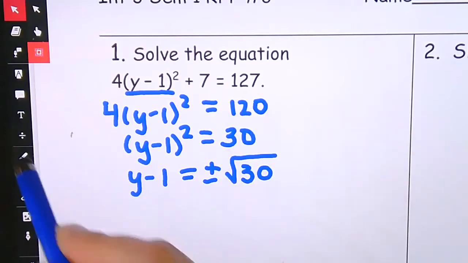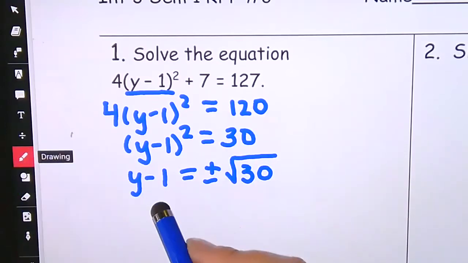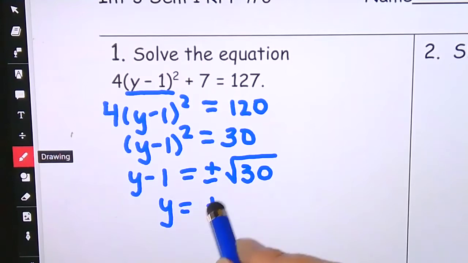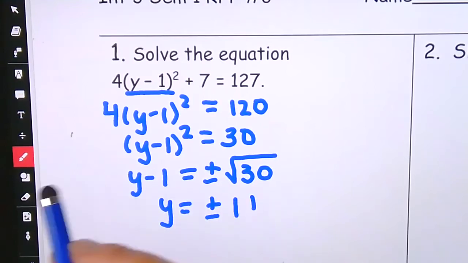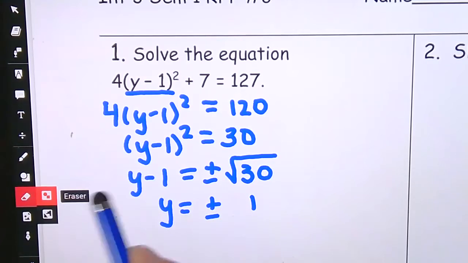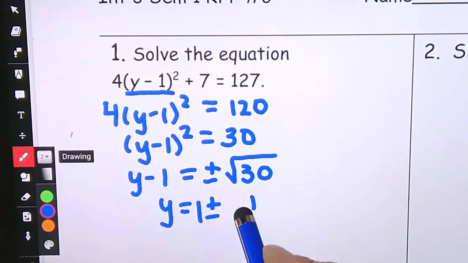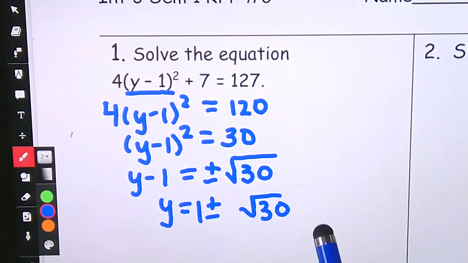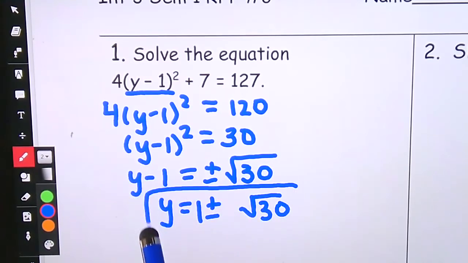So now my next step is I'm going to add 1, so I'm going to get y is equal to 1 plus or minus the square root of 30. And that's your answer.